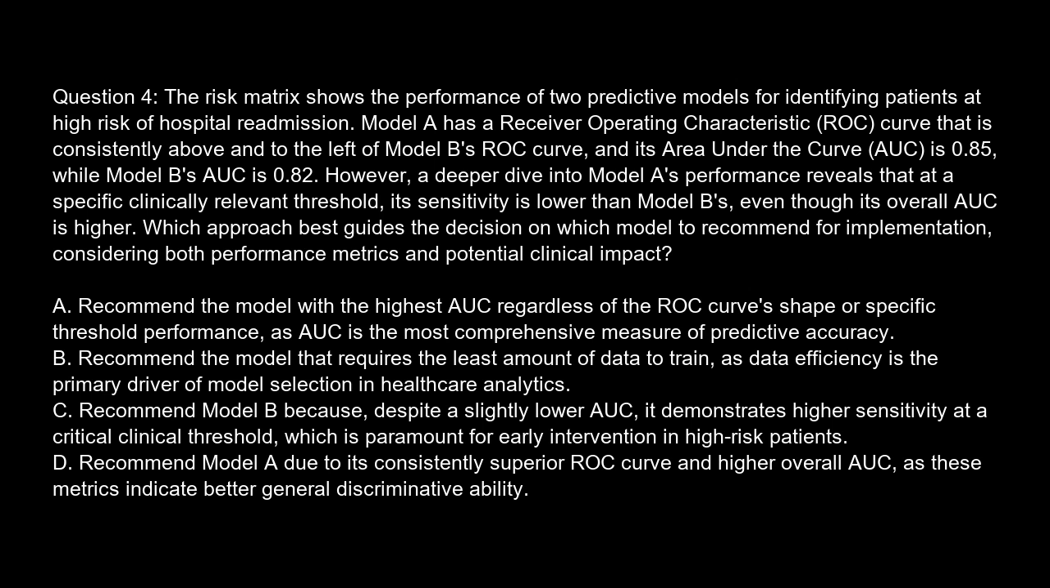Option C. Recommend Model B because, despite a slightly lower AUC, it demonstrates higher sensitivity at a critical clinical threshold, which is paramount for early intervention in high-risk patients. Option D. Recommend Model A due to its consistently superior ROC curve and higher overall AUC, as these metrics indicate better general discriminative ability.